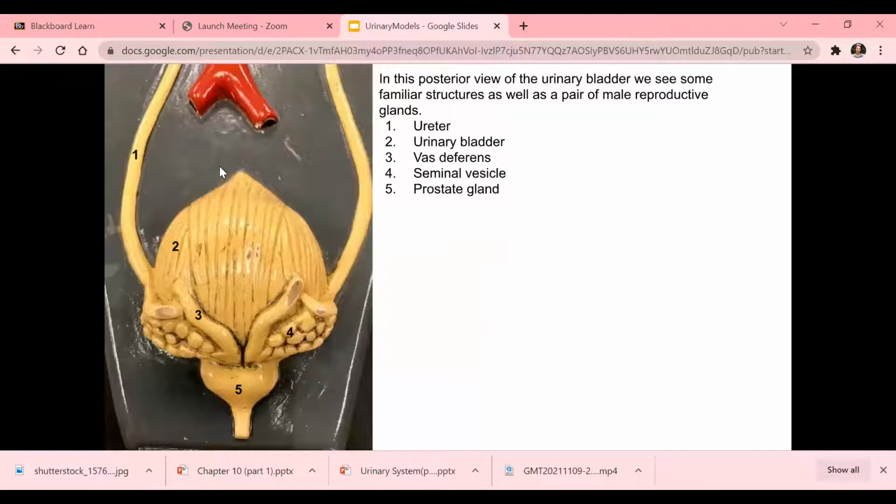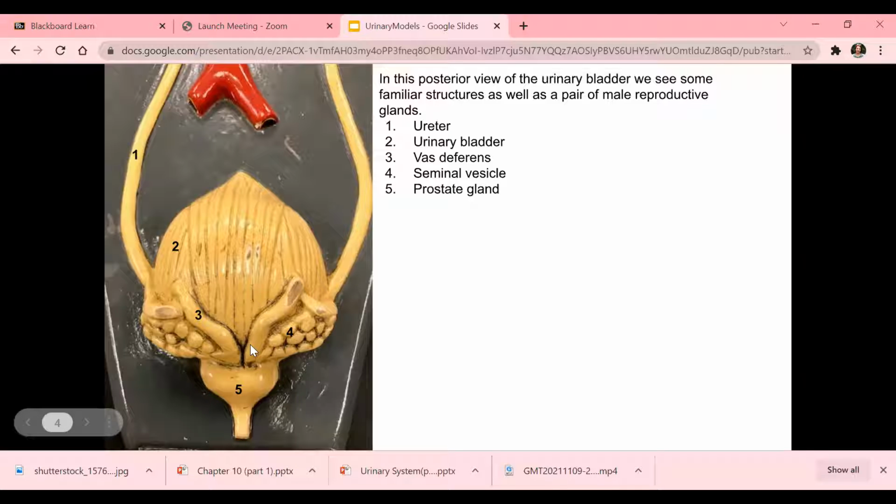In this picture, you can see the back of urinary bladder. Number 1 on both sides are the ureter, right and left ureter. You can see the back of the urinary bladder, and you see that the ureters open in the posterior wall of the bladder.